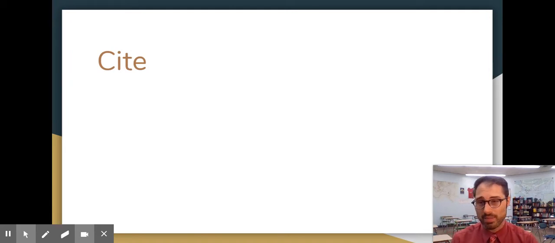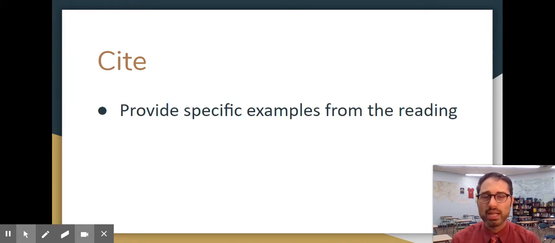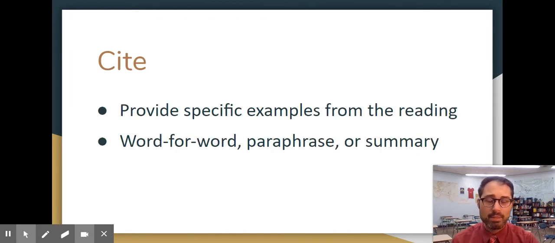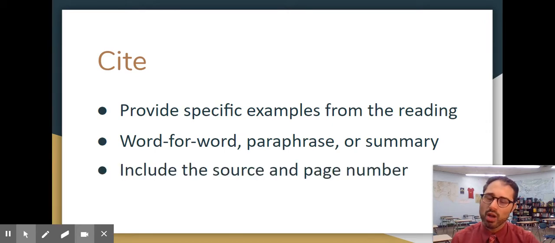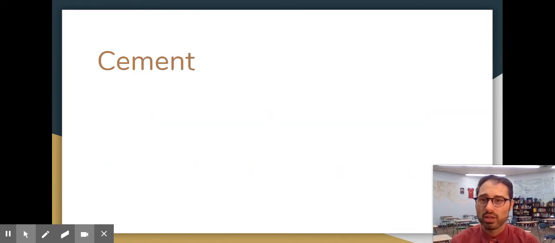When we cite something, spelled with a C here, C-I-T-E, to cite something means to give evidence. So we're going to give specific examples from the reading. They might be word for word. It might be a paraphrase. It might be a summary. And the video on citations will go into details for all of those. And we also, as often as possible, want to include where we got it from, the source, and the page number, in case we want to go back and take a look.